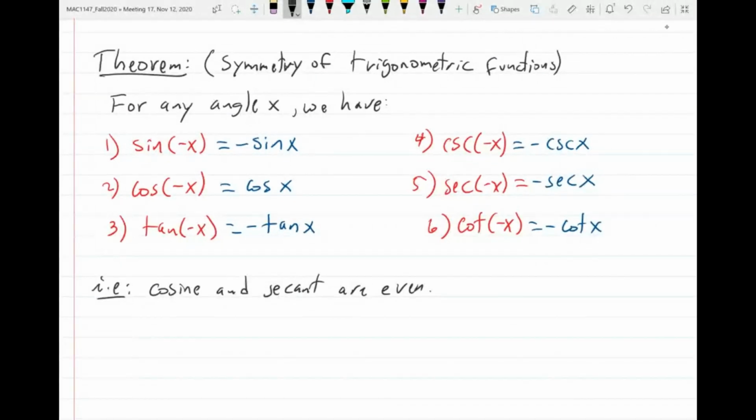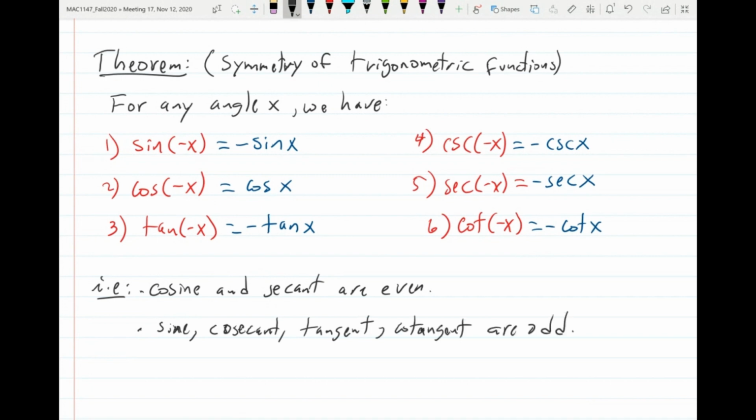And then the rest: sine, and then the other, sine, cosecant, tangent, cotangent, are odd. Okay? So that's the moral of this theorem. But again, you get all of this by just analyzing sine and cosine.